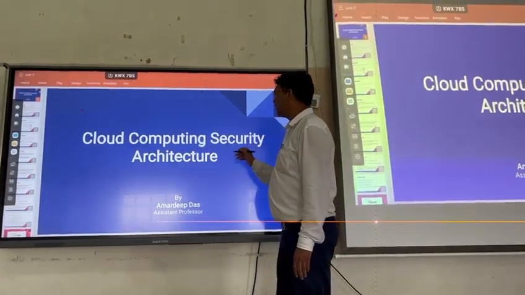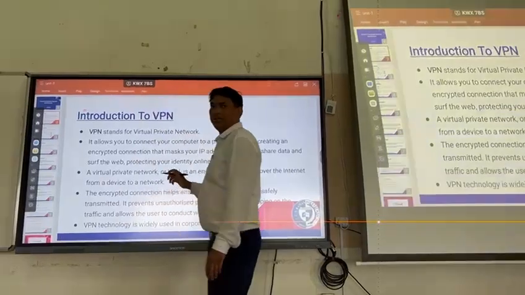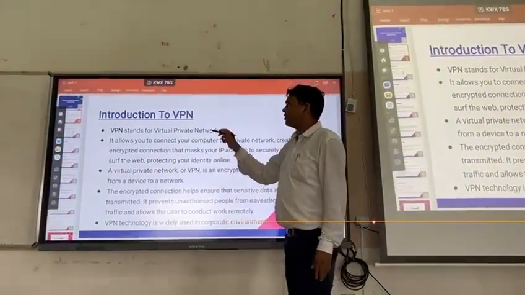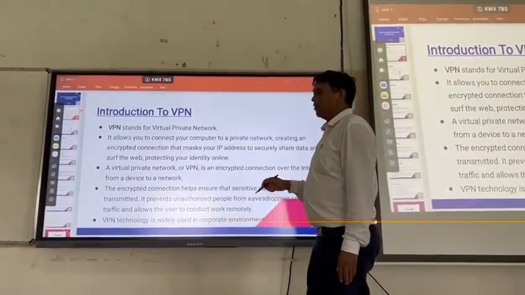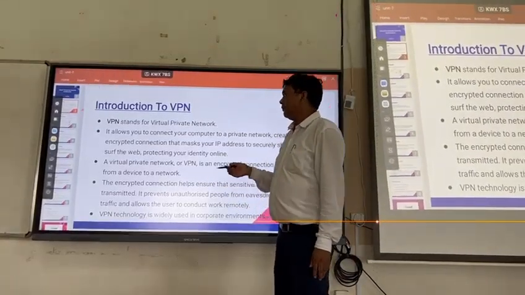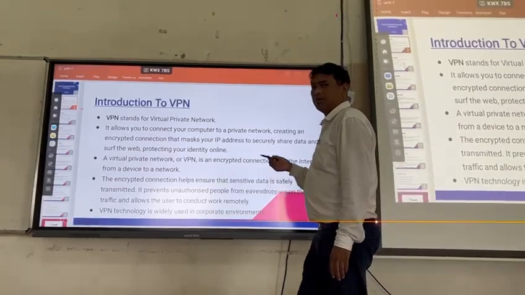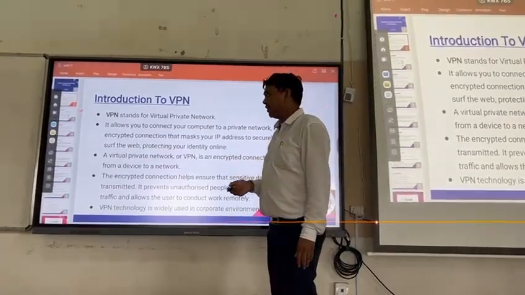Discuss the cloud computing security architecture. Under the security architecture, today we will discuss the introduction to VPN first. All of you know VPN stands for Virtual Private Network because it allows you to connect your computer to the private network. For encryption purposes, we are using the VPN connectivity.